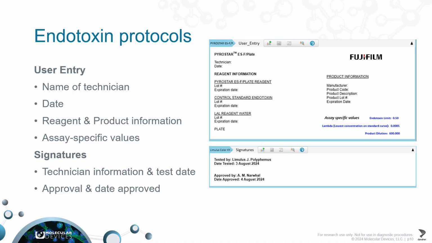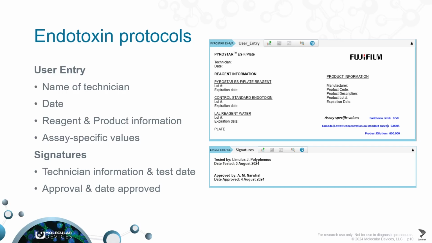There's also an area where assay-specific values, like the endotoxin limit that you need to set for your test, the lowest concentration on the standard curve, and also the product dilution are entered and displayed. Now, the signature section serves as an important record of tester information and test date, as well as approval and the date that it was approved.